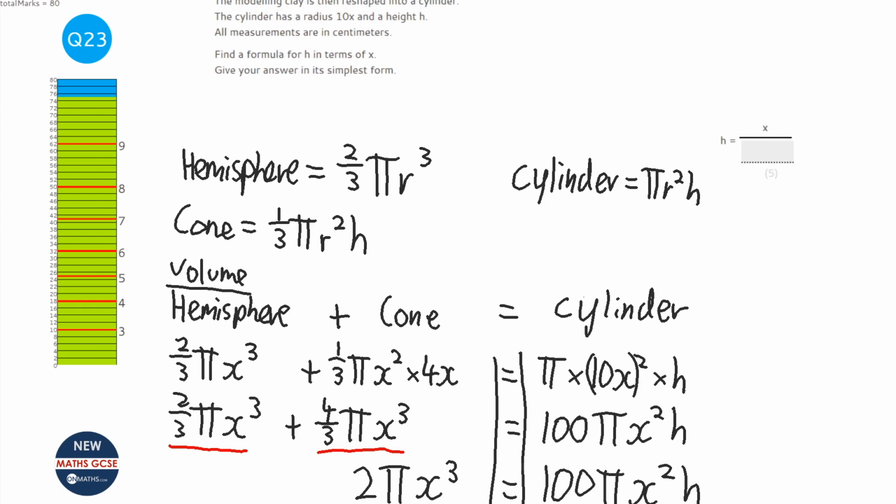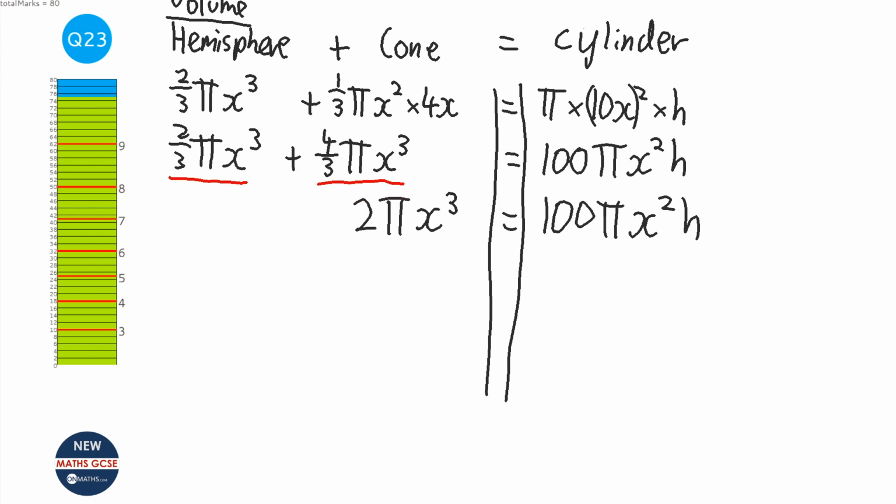It wants a formula of h in terms of x. So it wants h equals. Okay. So first thing I need to do, well, let's have a look. What's easy to do? Well, what's easy to do is just divide both sides by pi. Let's get rid of the pi's. So 2x cubed equals 100 x squared h. Now we want h on its own, so we're getting close. We need to divide by the x squared first to get h on its own. So I'm going to divide by x squared.